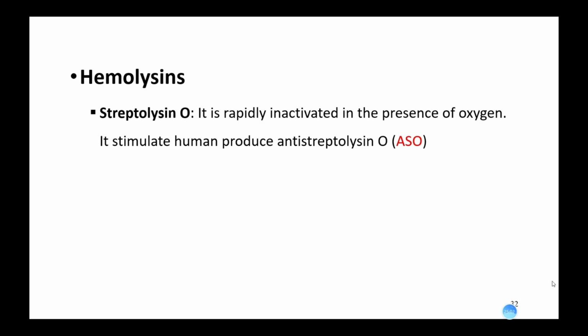But streptolysin O is not stable in the presence of oxygen. So once there is presence of oxygen, this type of O will be inactivated. So that's the two major properties of this one.